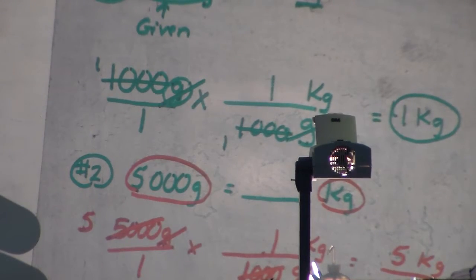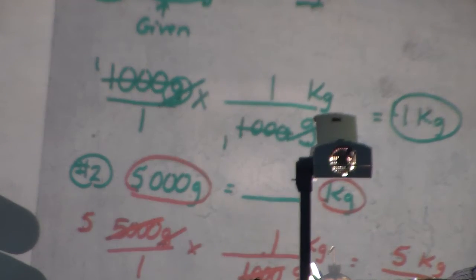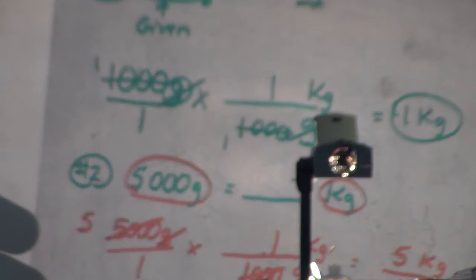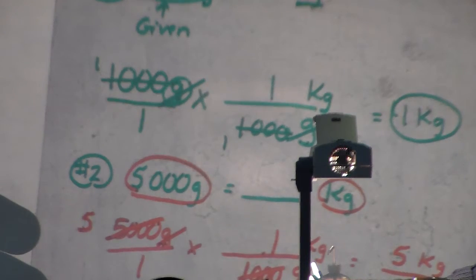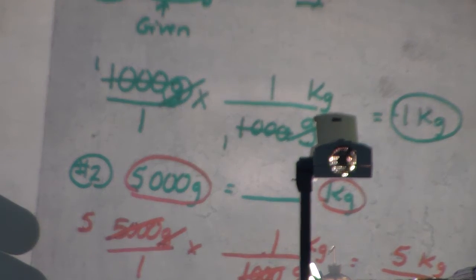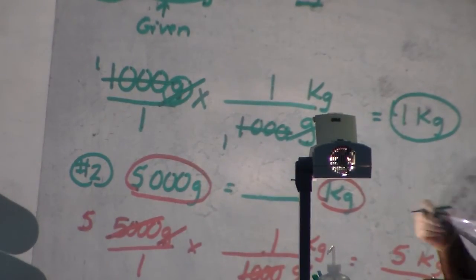Did I put it on top back there? Did I put kg on top? No. How many says I put kg on top? Raise your hand. How many says I put it on bottom? All right, y'all smart. Kilograms on bottom. And I'm going to what unit? Grams. Now I go back over here.